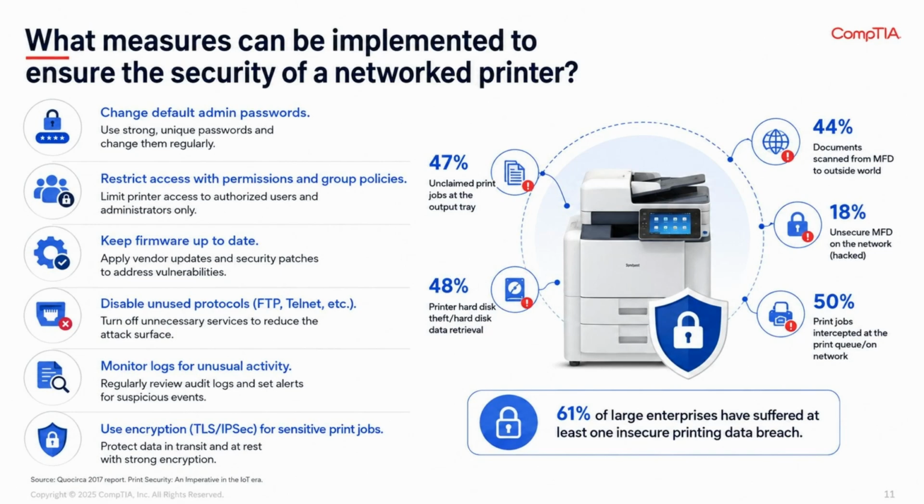Securing a networked printer takes several measures. Change default admin passwords, restrict access through permissions and group policies, keep firmware up to date, disable unused protocols like FTP and Telnet, monitor logs for unusual activity, and use encryption like TLS or IPsec for sensitive print jobs.